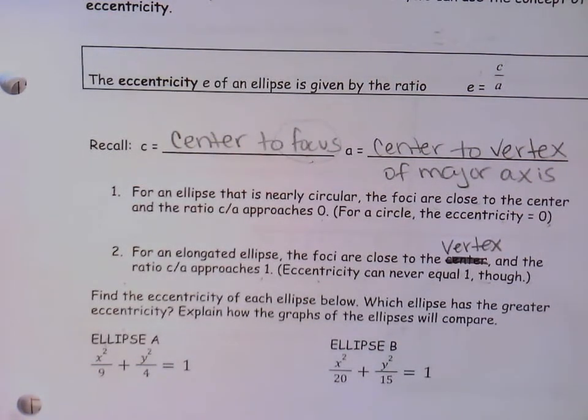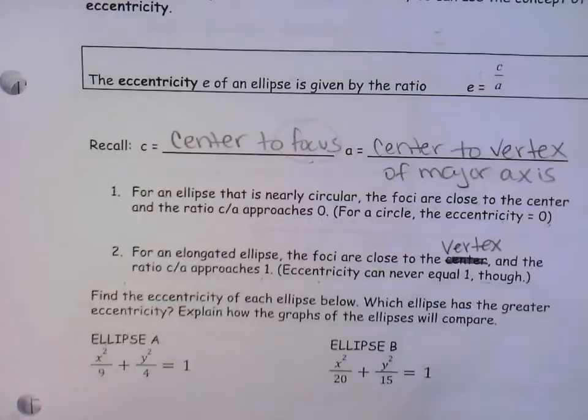So if you've got your really long ellipse, and here's C, and here's A, right? You can't actually have it flat as a pancake, because this would be on top of this, and it'd be a straight line. So you can never have an eccentricity of 1. You can never have an eccentricity of 4 or 90, right? Eccentricity is going to be between 0 and 1. So if you get an eccentricity of 2, you did something wrong.